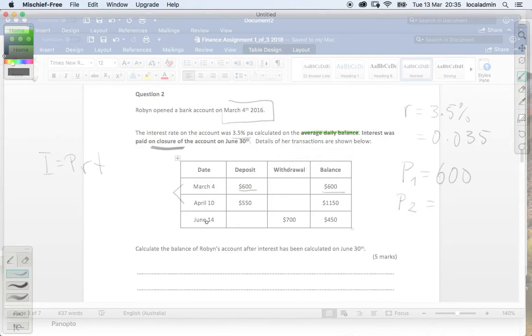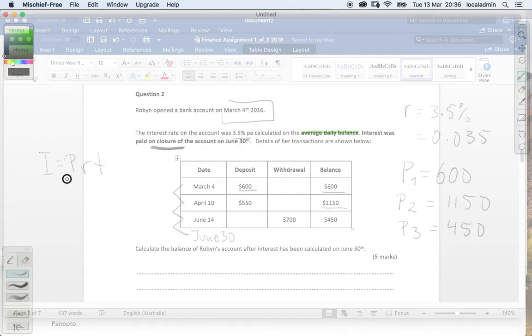So let's just set up a second principal. Then from the 10th of April to the 14th of June, all of a sudden our principal is 1150. And last but not least, we have another time period from the 14th of June to the, where are we, 30th of June. Okay, so June 30th. Let's see what we get there. So for our third time period, we have a principal of 450, which is not much.